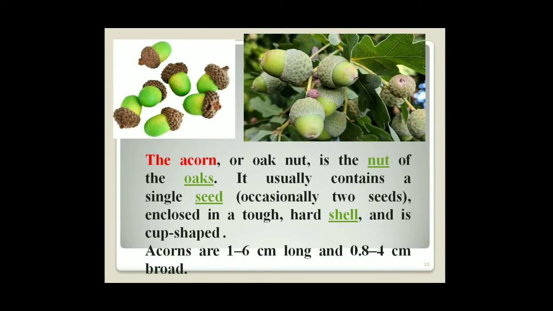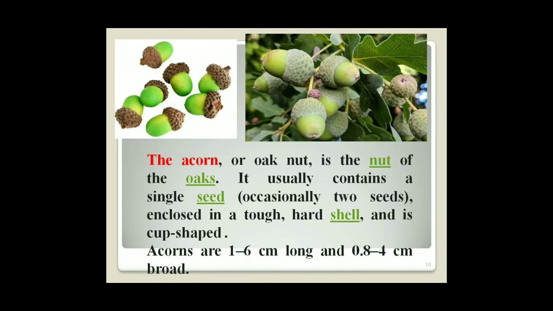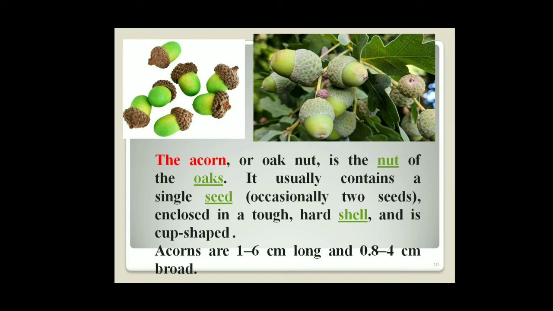Now see what is the next word? The acorns. Just now I told you the acorn or oak nut is the nut of the oaks. It usually contains a single seed. Here in the picture also you will see occasionally two seeds enclosed in a tough hard shell and is cup shaped. Acorns are 1 to 6 centimeters long and 0.8 to 4 centimeters broad. So this is all about acorns.